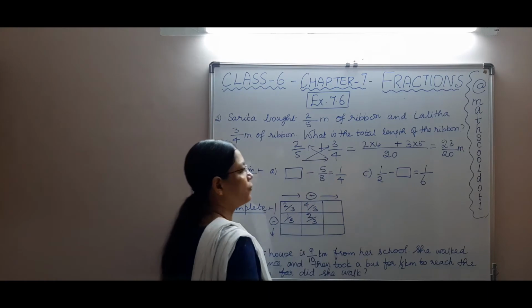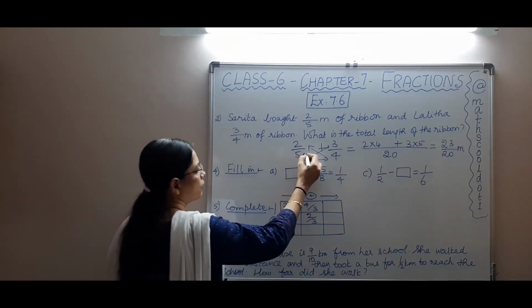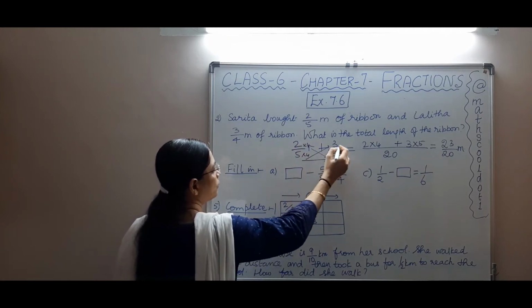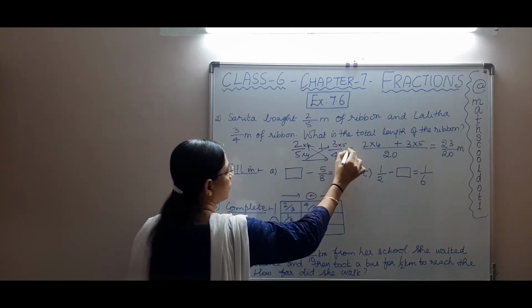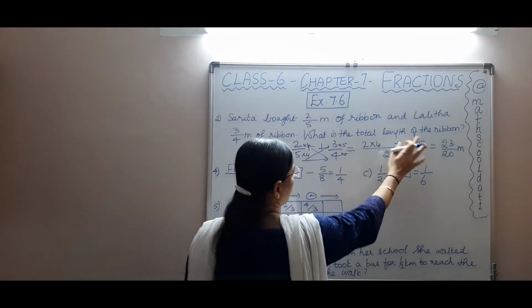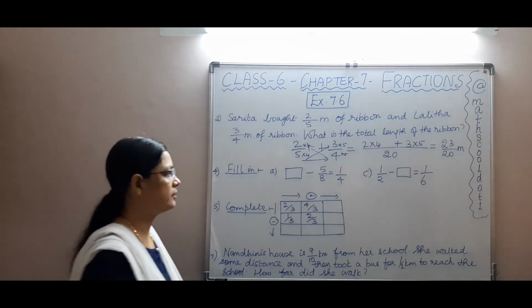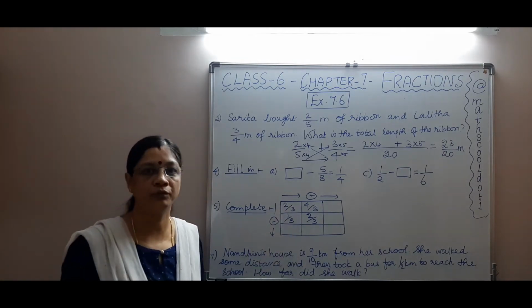Now 5 and 4, you have LCM 20 here. So 5 into 4 and 2 into 4 we do, and here 3 into 5, 4 into 5. So 20 comes here, 2 into 4 here, 3 into 5. So 8 plus 15 is 23. So 23 by 20 meters is the total length of the ribbon.